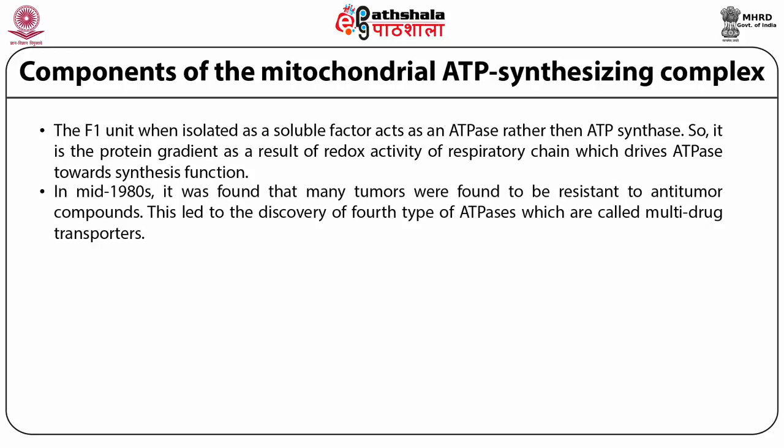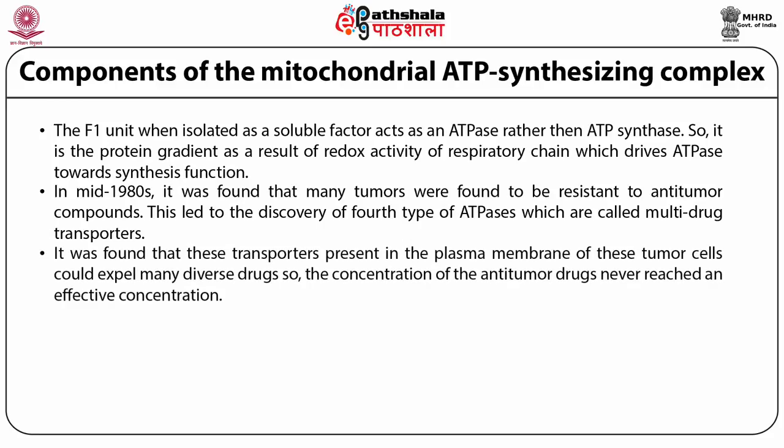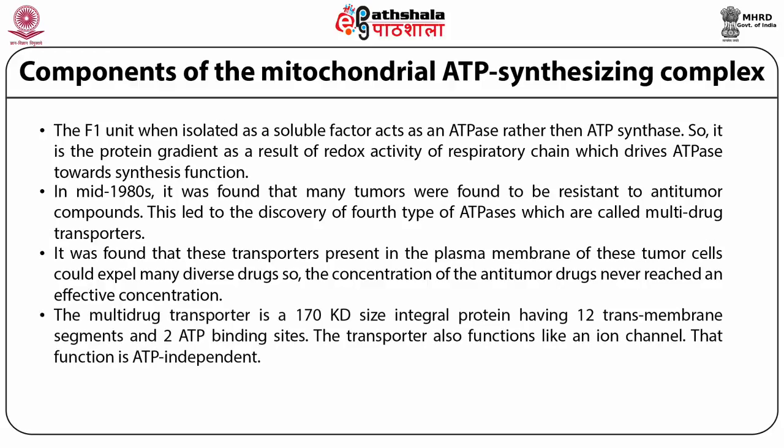In the mid-1980s, it was found that many tumors were resistant to anti-tumor compounds. This led to the discovery of a fourth type of ATPases, which are called multi-drug transporters. It was found that these transporters present in the plasma membrane of these tumor cells could expel many diverse drugs, so the concentration of the anti-tumor drugs never reached an effective concentration. The multi-drug transporter is a 170 kilodalton integral protein having 12 transmembrane segments and 2 ATP binding sites. The transporter also functions like an ion channel. That function, of course, is ATP independent.